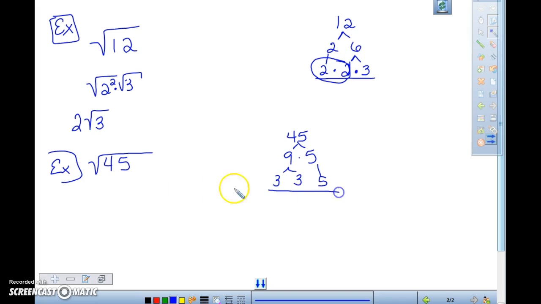So we look at this last one. I have a double 3, so I could rewrite this as 3 squared times the square root of 5. The little 2 and the square root are inverse operations. They cancel each other out. So we get 3 times the square root of 5.